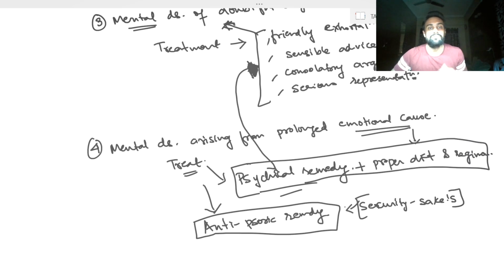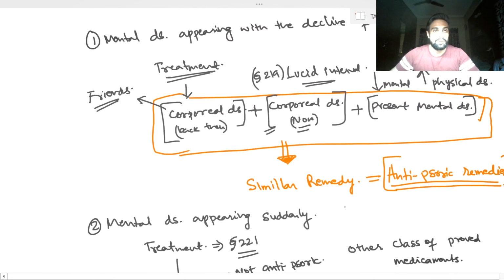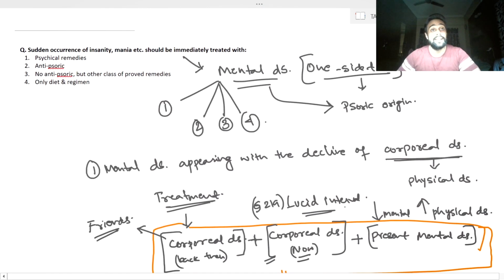So these were the four types of mental diseases, and to our question, which is the sudden occurrence of insanity, mania, which is the second type, the answer is not antipsoric but other class of proved medicine.